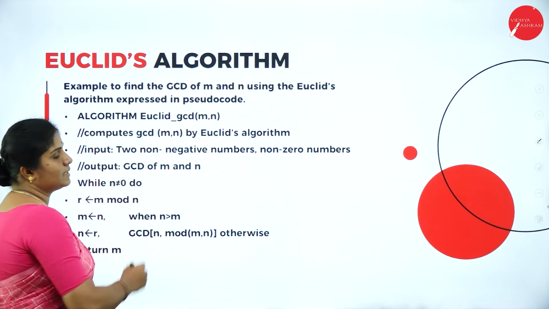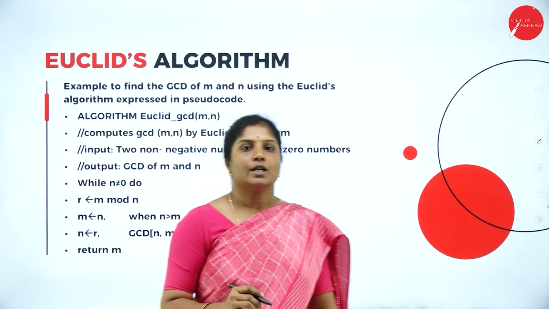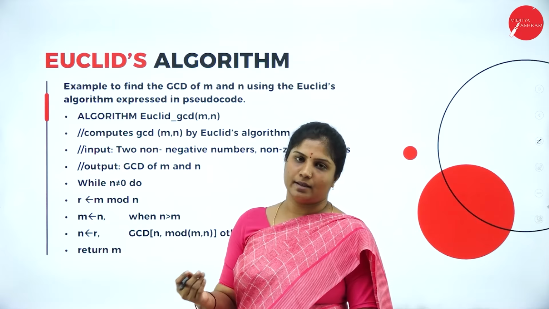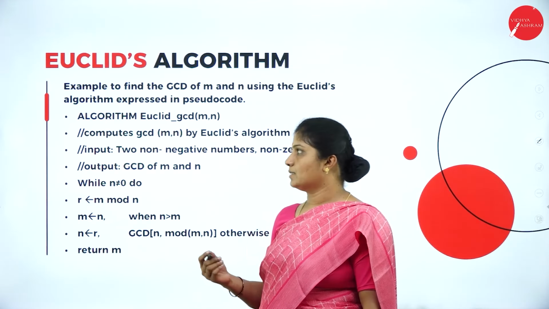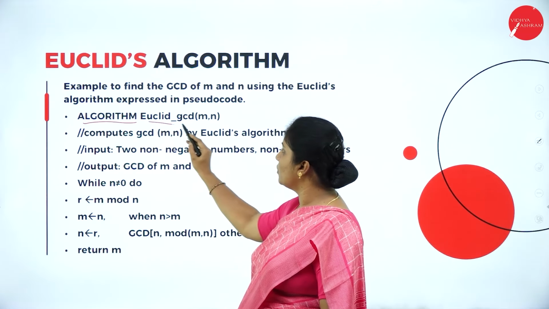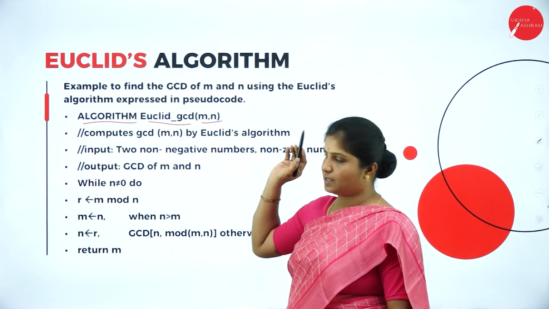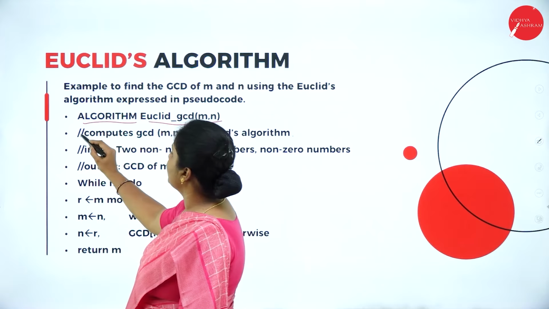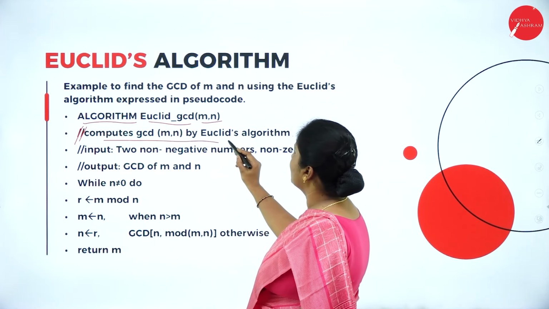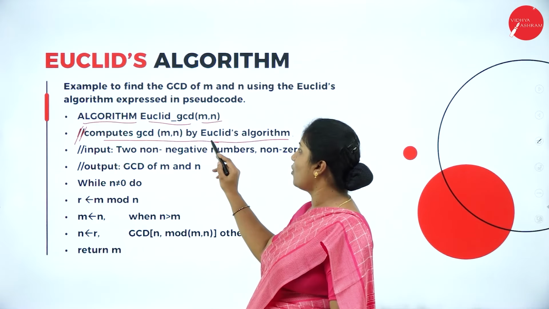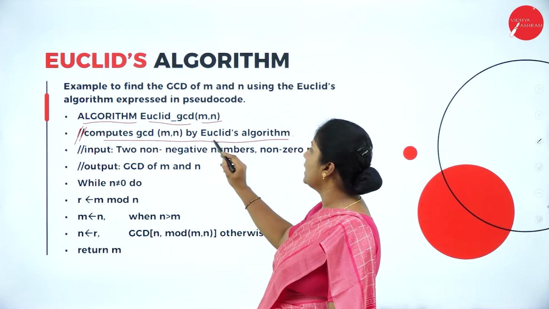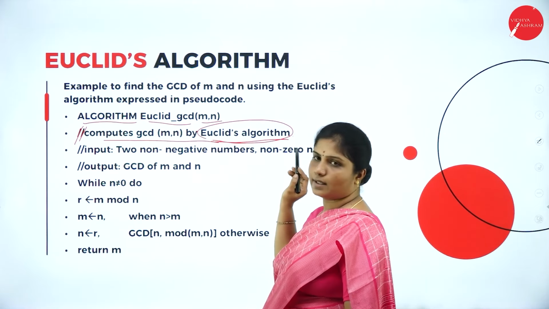Next, we have a simple example here. Euclid's algorithm to find GCD of M and N, that is greatest common divisor of M and N. See, algorithm, the name of the algorithm and the parameters. Next follows the double backslash. So this is for user reference, what algorithm you are writing. So I am computing GCD of M and N by using Euclid's algorithm.